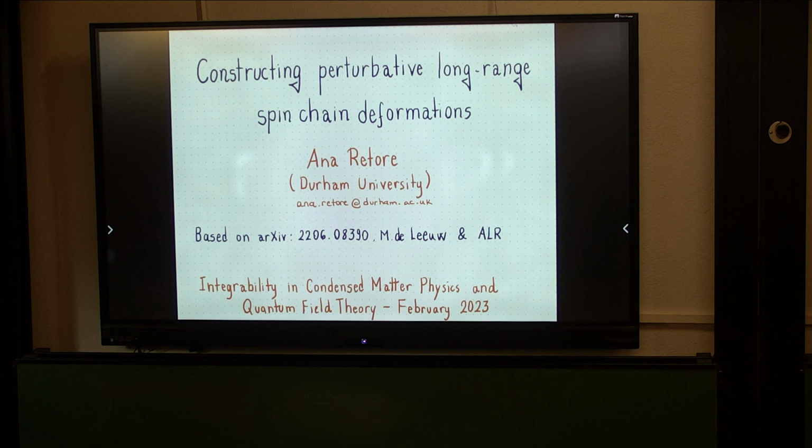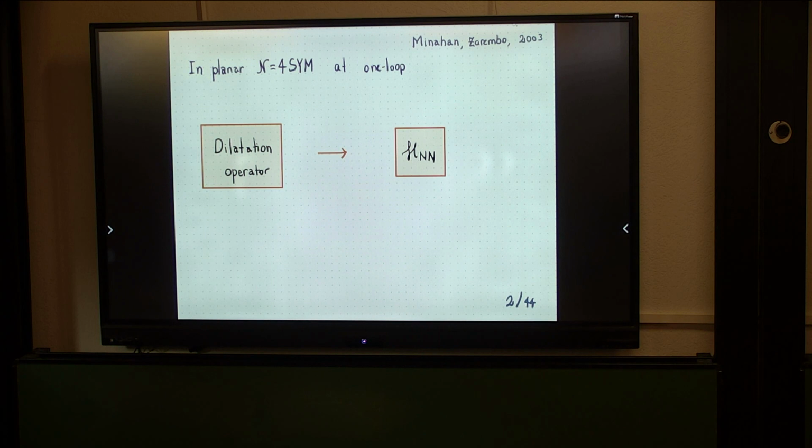Constructing these perturbative deformations while keeping integrability, we want to have integrability on them. And as we know, these long-range spin chains have interesting applications. For example, in planar N=4 at one loop, we know that the dilatation operator is related to a nearest neighbor spin chain. More precisely, in the SU(2) sector, it is the Heisenberg XXX spin chain, where the density Hamiltonian can be written as 1 minus permutation.